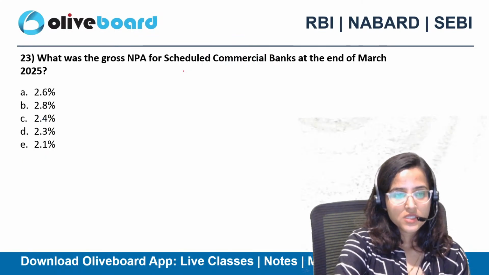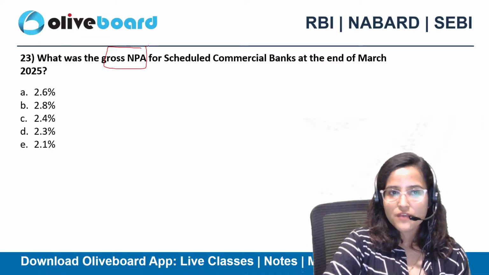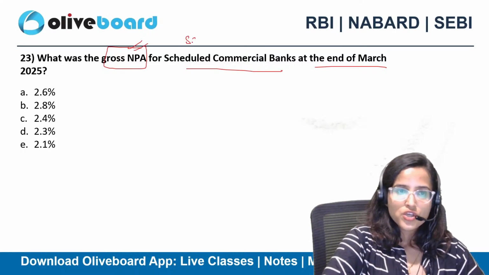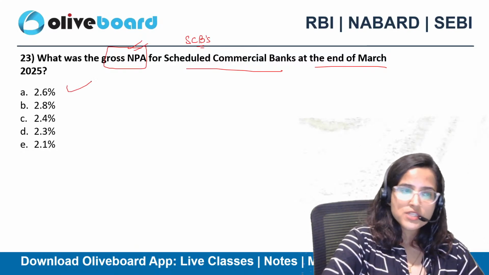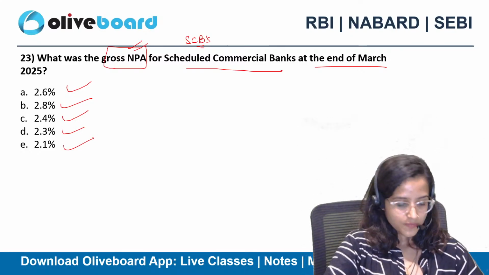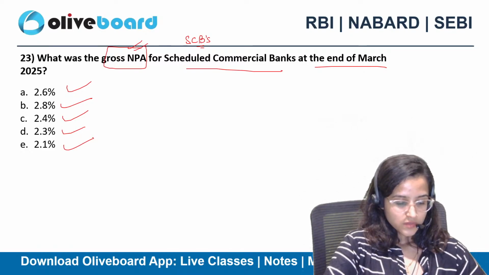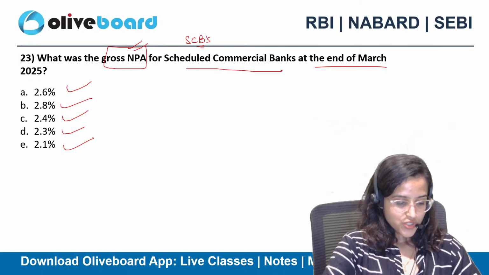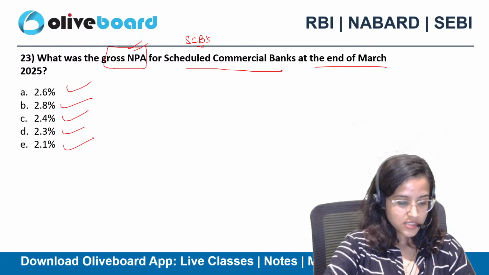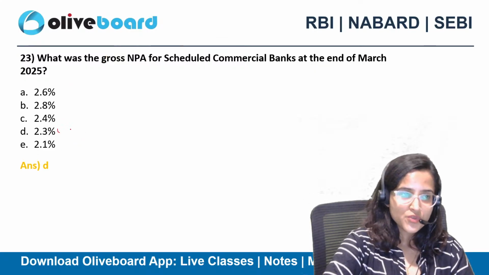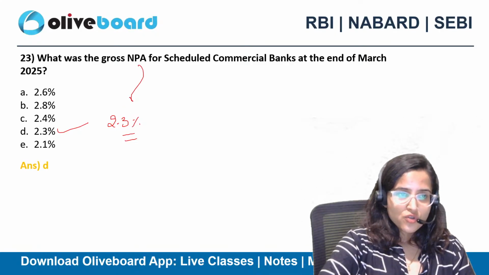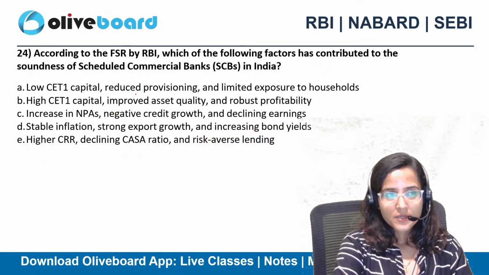Okay? Okay. What was the gross NPA for scheduled commercial banks at the end of March 2025? Gross NPAs for scheduled commercial banks: 2.6%, 2.8%, 2.4%, 2.3%, or 2.1%? 23rd question, A, D, Namita says B, Anurag is saying D. The correct answer is D, which is 2.3%. Okay? Gross NPAs of scheduled commercial banks 2.3%.